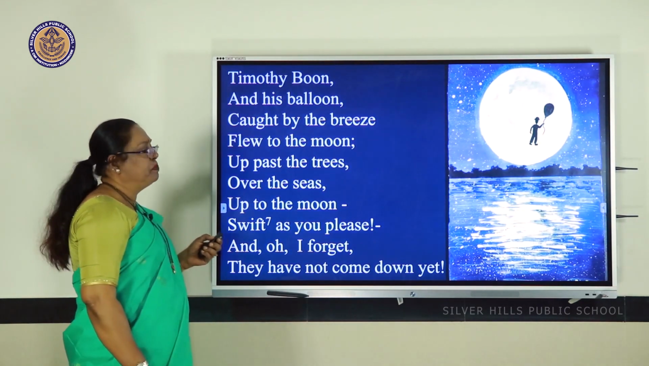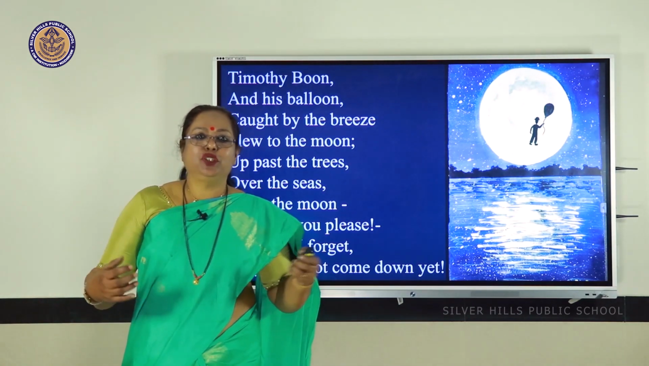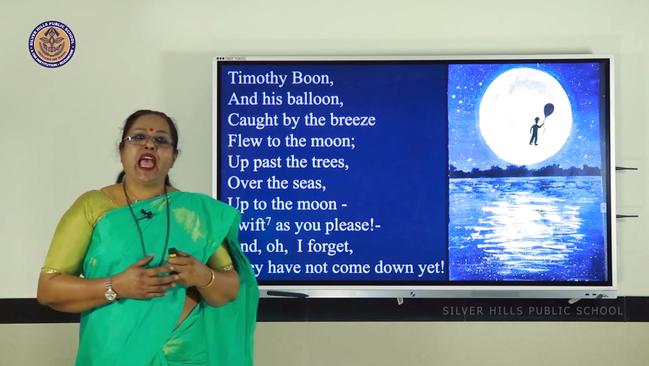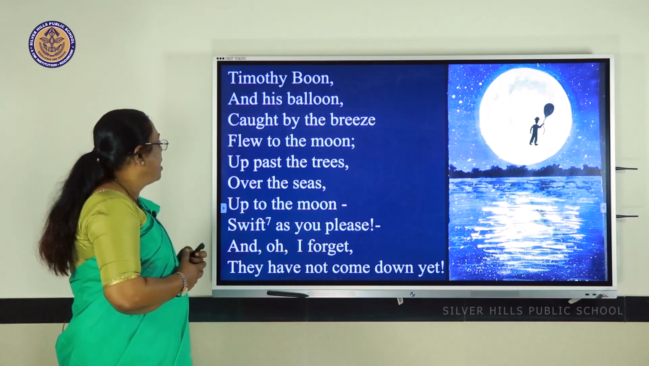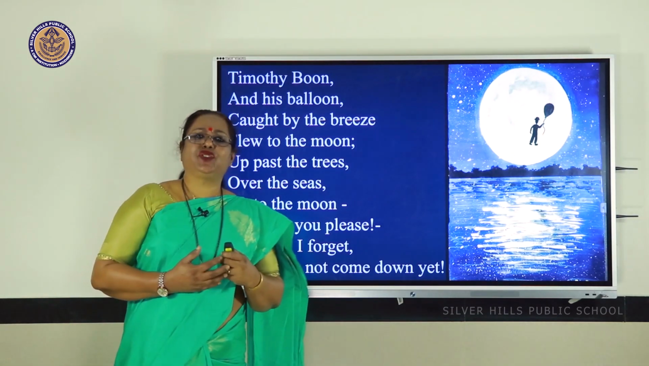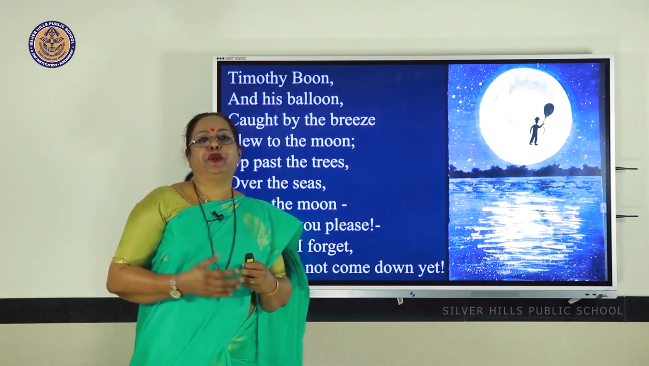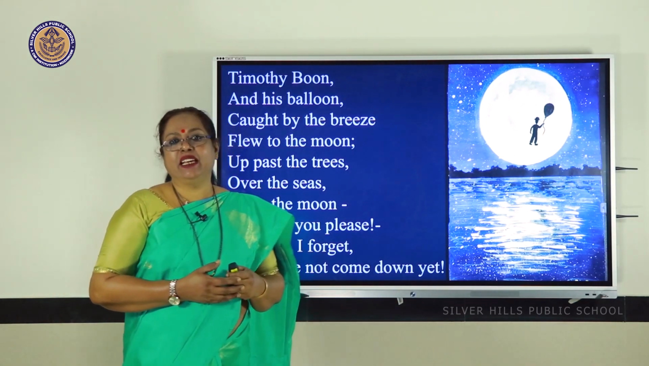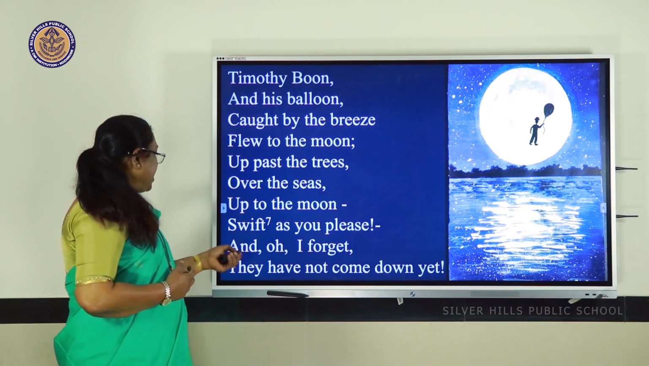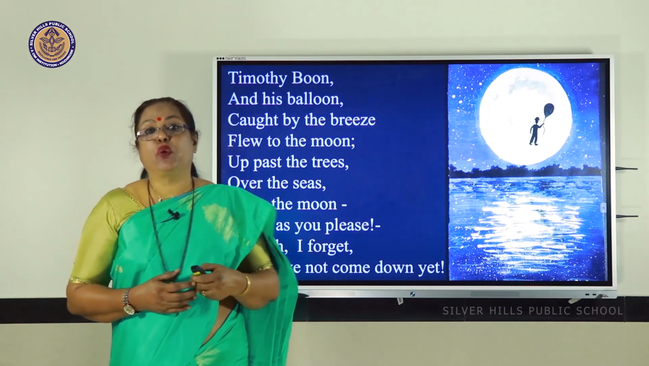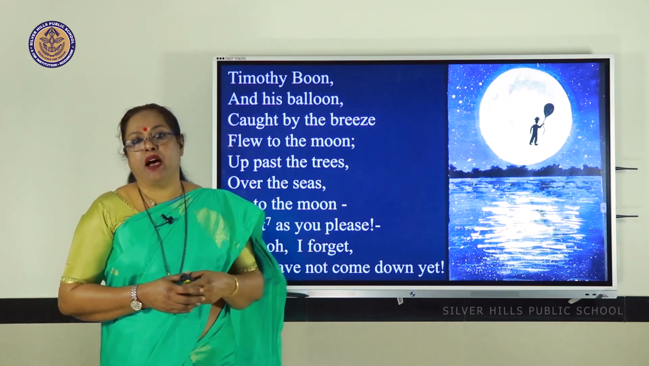Timothy Boon and his balloon were caught by the breeze. They were caught, because you know the breeze was so strong. But he flew. He flew up to the moon, and he passed the trees, over the seas, and he went up to the moon. But the poet is telling us in the last line, they have not come down yet. I don't know what has happened to Timothy and the balloon, because they have not come down yet.